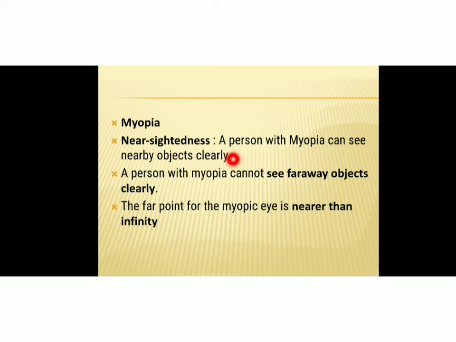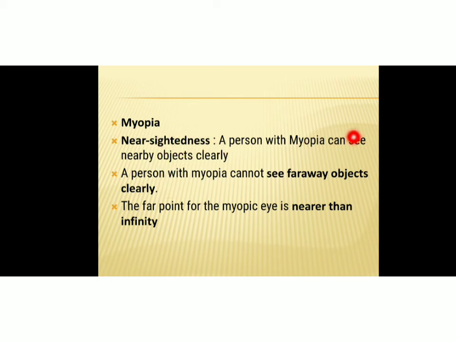So he doesn't have any problem with his near point of the eye because he could see the near objects very clearly. His near point is 25 centimeter itself. But he cannot see far away objects clearly. So he has problem with the sight of far away objects. That means he has got problem with his far point. His far point is not at infinity.